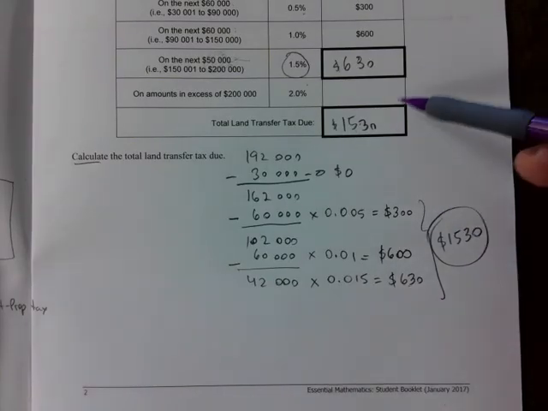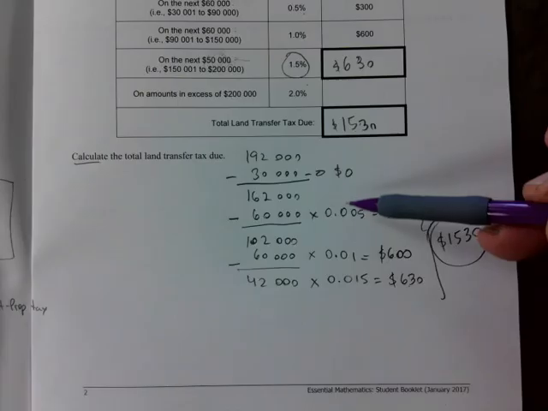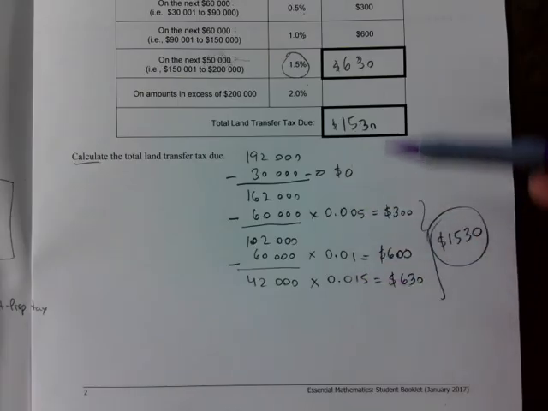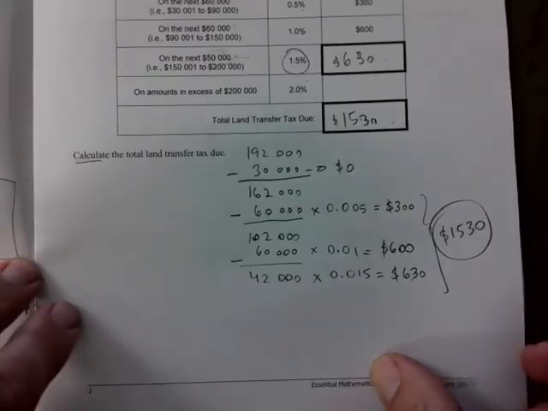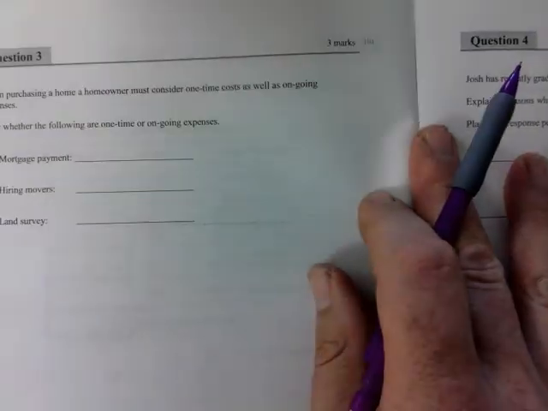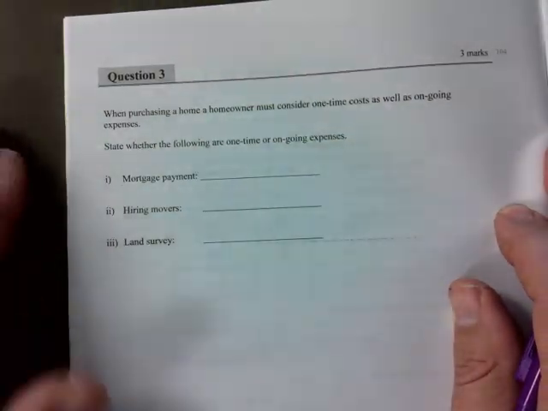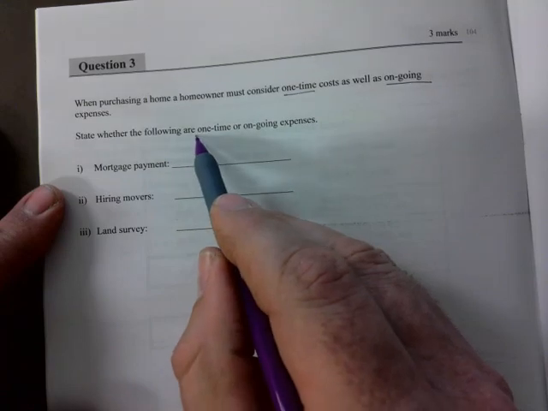Sometimes they ask you to fill in the table. I would still say just do this part and then go back and fill in the table, and then you'll be all right. Okay, let's keep going. When purchasing a home, homeowners must consider one-time costs as well as ongoing costs. One time is just once, ongoing, it keeps on going. State whether the following are a one-time or an ongoing. A mortgage payment.